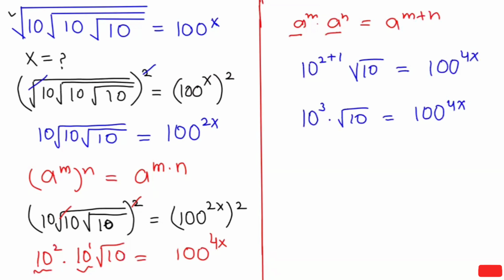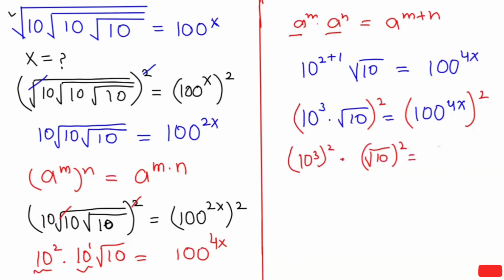Now here I am going to square both sides. Now here 10 to the power of 3 whole to the power of 2 times root 10 whole to the power of 2 is equal to, this will turn to 4, 2 times 4 gives us 8, 100 to the power of 8x. Now here the powers are going to be multiplied. So 10 to the power of 3, 2 times gives us 6. And here this 10, this square and this root will get cancelled. So here 10 remains, is equal to 100 to the power of 8x.